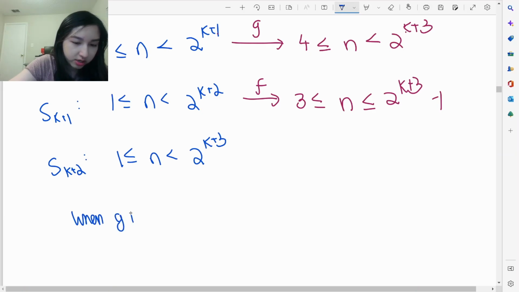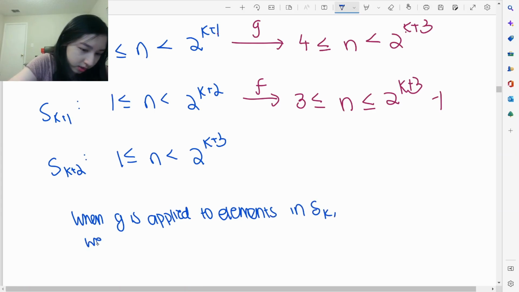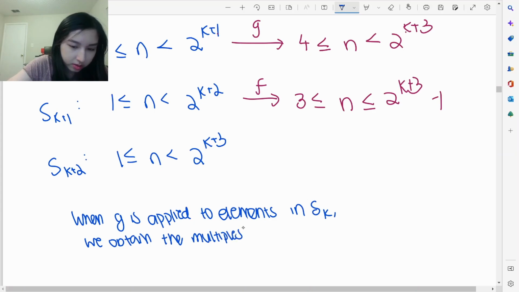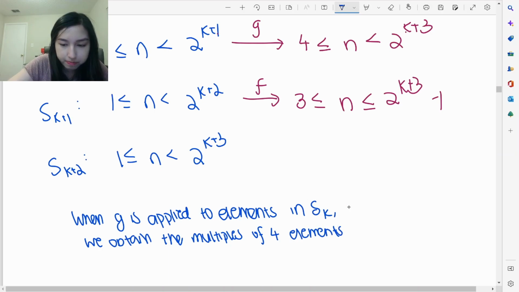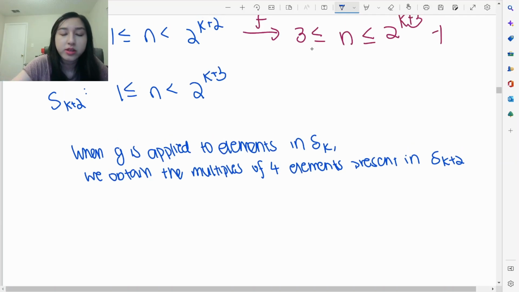When g is applied to elements in SK, we obtain the multiples of 4 elements present in SK plus 2, and then write the same thing for SK plus 1, except it doesn't include 1, so like it has to add 1.